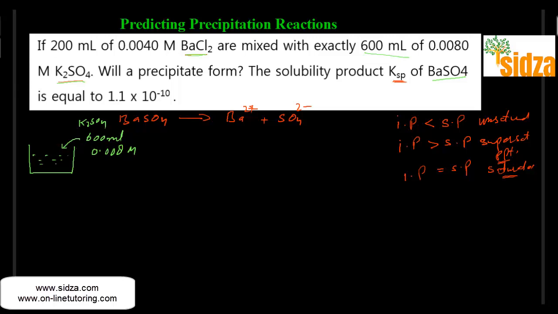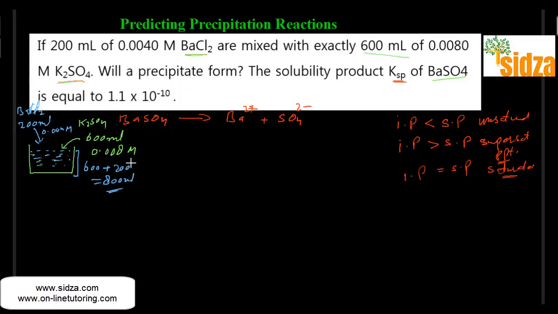And to this solution we also add some barium chloride, BaCl2. How much barium chloride? We are adding 200 ml, and the concentration of the barium chloride is 0.004 molar. Now after you mix 600 ml and 200 ml, the total volume of the solution will be 600 plus 200, which is 800 ml. Now the solution is at 800 ml volume.